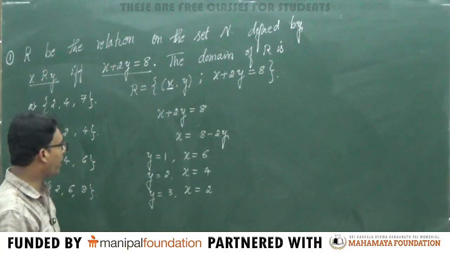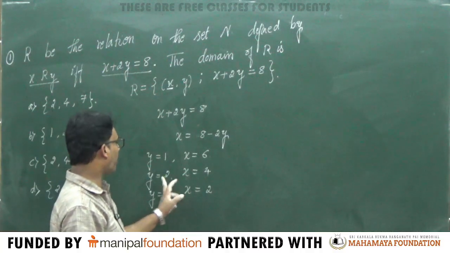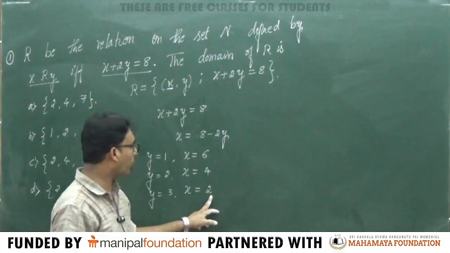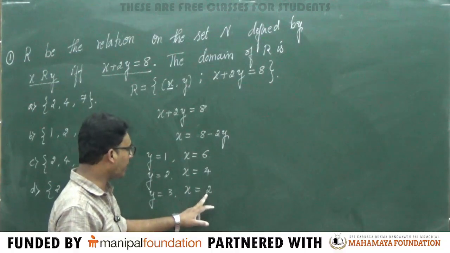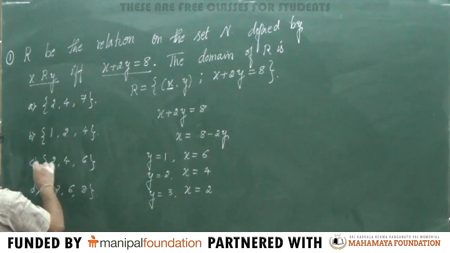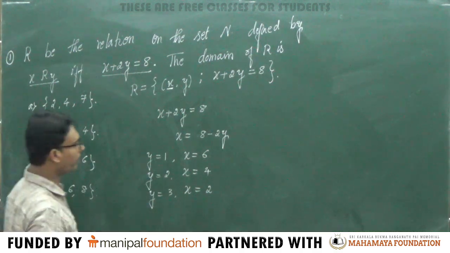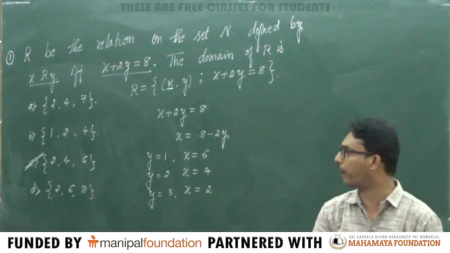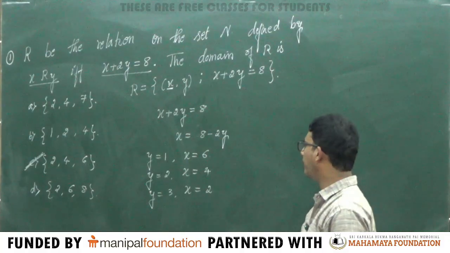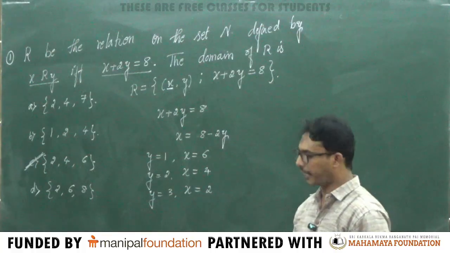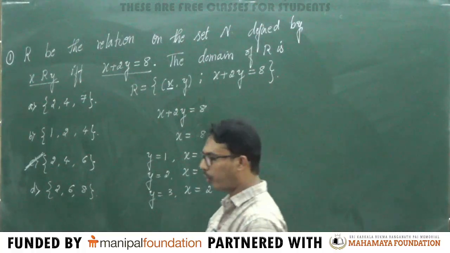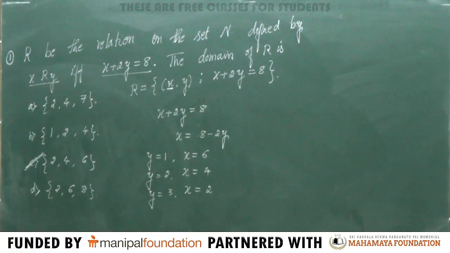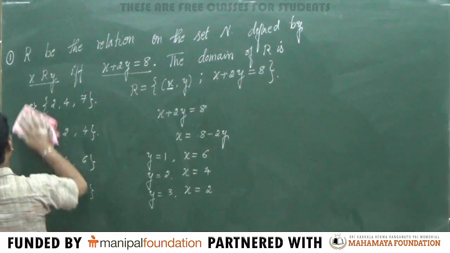So the possible ordered pairs are 2 comma 3, 4 comma 2, 6 comma 1. So the collection of all the first elements is called the domain. So the domain is the set 2, 4, 6. Answer is option C. Because both x and y belong to the set of natural numbers, therefore the domain of the given relation is the set containing the elements 2, 4, 6. That is the answer. Next problem.